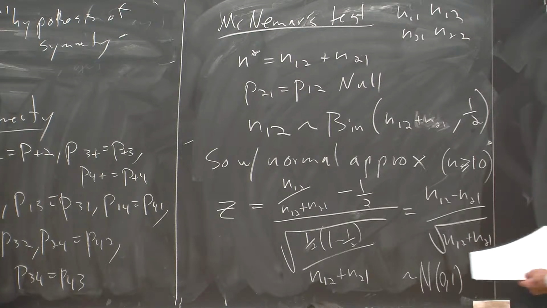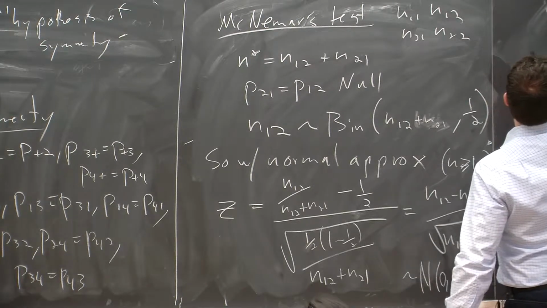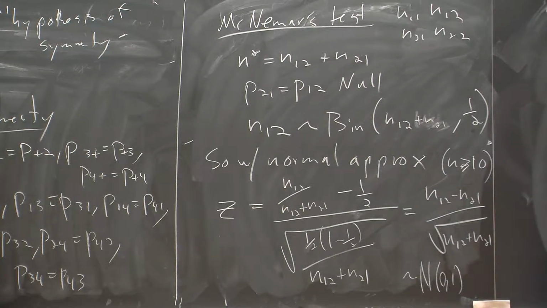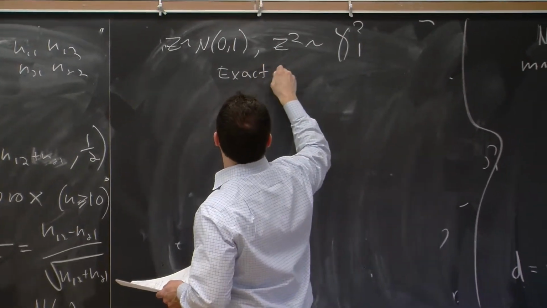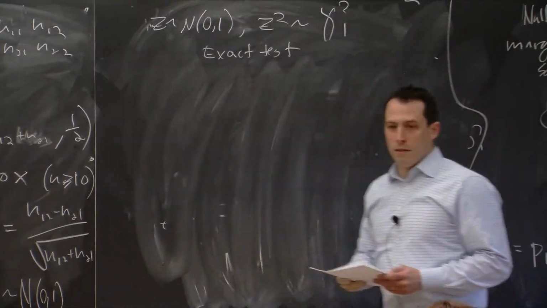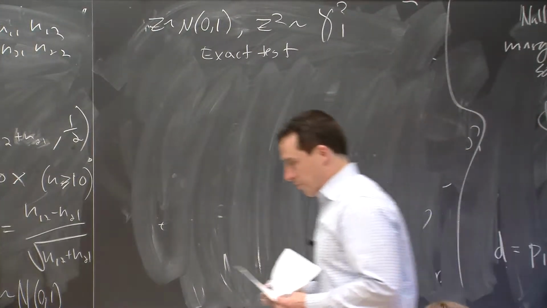So you could do z, normal 0, 1, or you can do z squared, chi-squared with 1 degree of freedom. Or you could do an exact test as well, if you feel more comfortable with that.